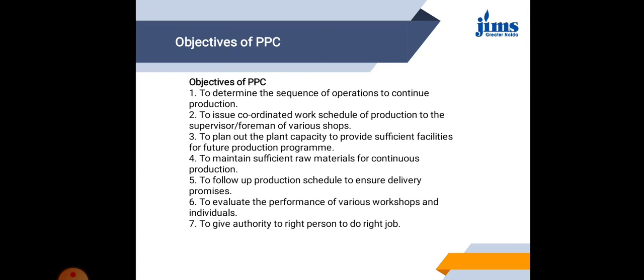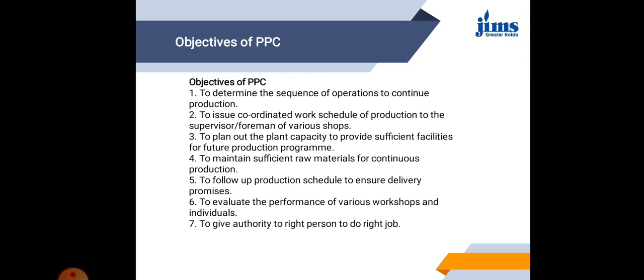We will now move on to the objectives of production planning and control. The first objective is to determine the sequence of operations to continue production. The sequence of operation is better known as routing, in which what all operations and in which sequence should be carried out is decided in advance so that there is no mistake when the shops at the shop floor are working.